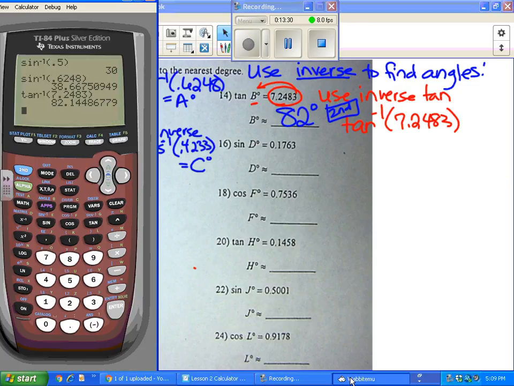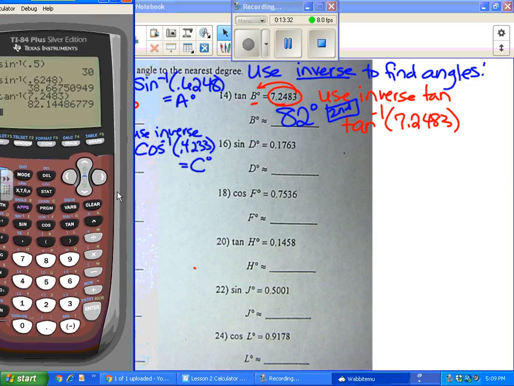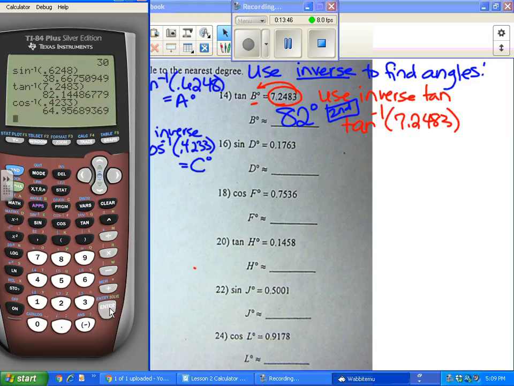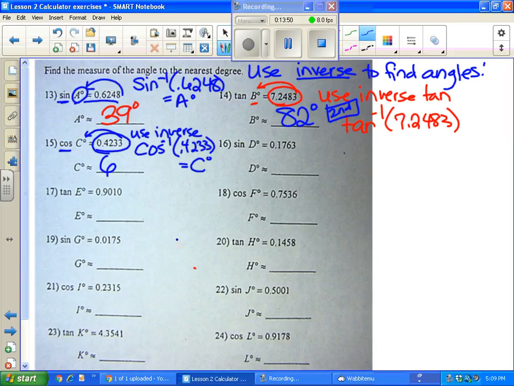So now let's try inverse cosine. We've not done an inverse cosine yet. So I have to go second key, cosine key. And it does come up cosine -1, 0.4233. Close my parentheses. And 64.9. Is that 64 or 65? I believe that's 65 degrees.